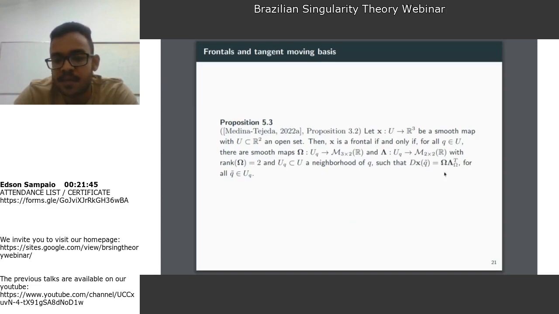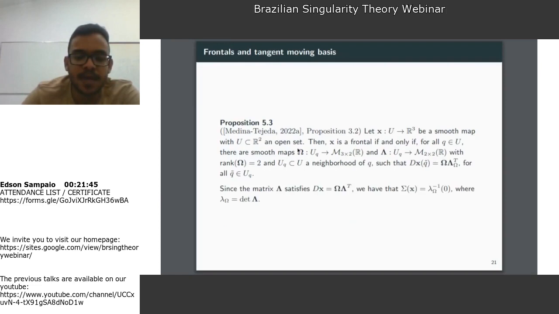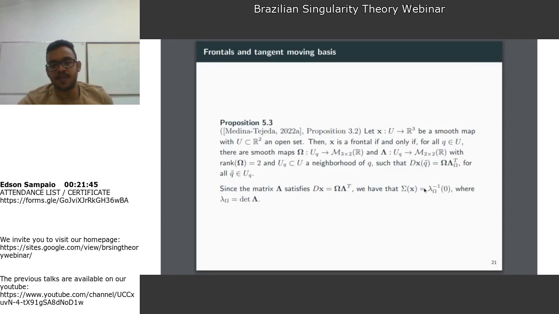The differential of X is given by omega times the transpose of this matrix lambda. And since we are taking in this decomposition omega has rank 2, of course omega works as a tangent moving basis for X, and we can write the singular set of X as this set here, where this function lambda omega is the determinant of capital lambda. So this is basically the notation I will keep until the end of this presentation.